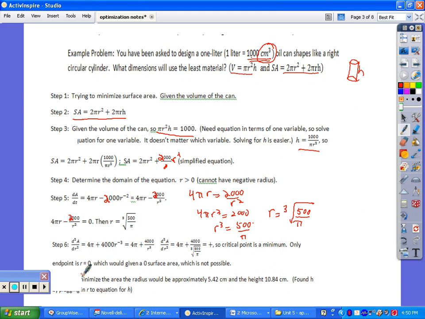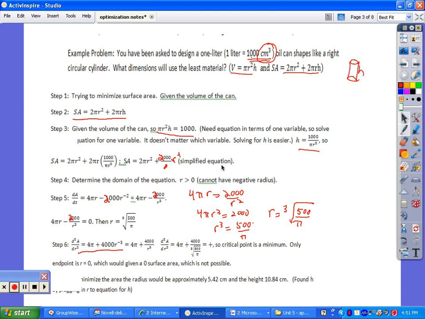Step 6 is I have to take the second derivative. So here's the second derivative. The derivative of 4 pi r is 4 pi. The derivative of 2,000 r to the negative second is 4,000 r to the negative third. This is just the second derivative test, so I plug in my radius to that, and if you use that value, you'll get the exact value. It's positive, so the critical point is a minimum. The only endpoint is r equals 0, and we can't have a 0 surface area, so that's not possible.